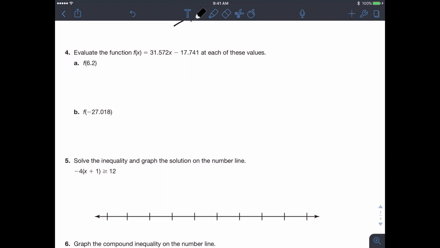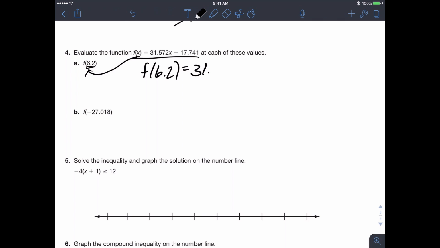All right. Evaluate the function f of x equals 31.572x minus 17.741 at each value. These are easy, and I'll let you do these. You have a function here. All you do is plug it in. So f of 6.2, there's an x right here, right? But when you look here, there's a 6.2. So everywhere there's an x, you plug in a 6.2.